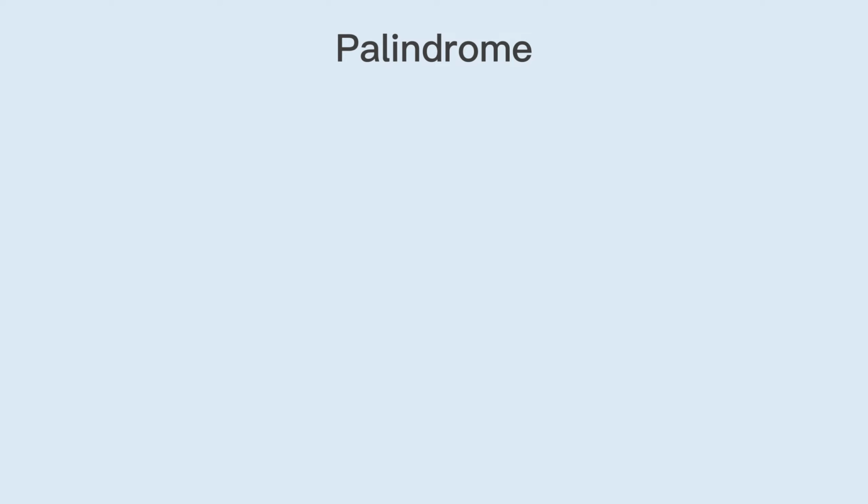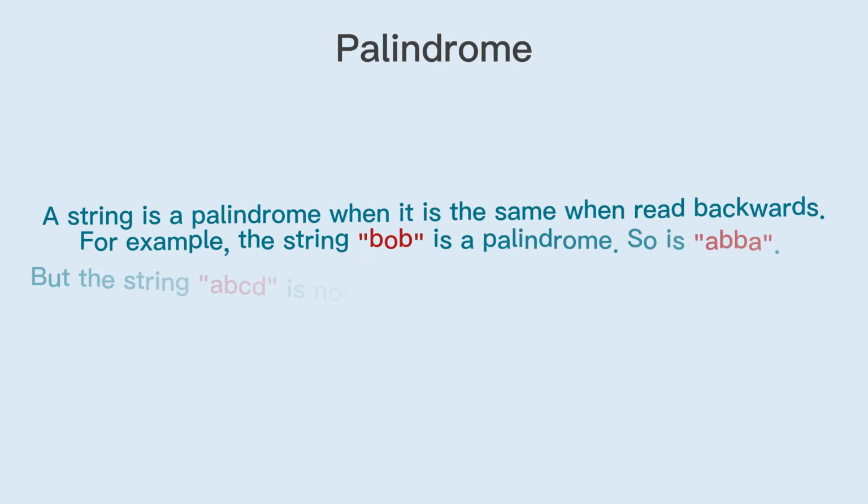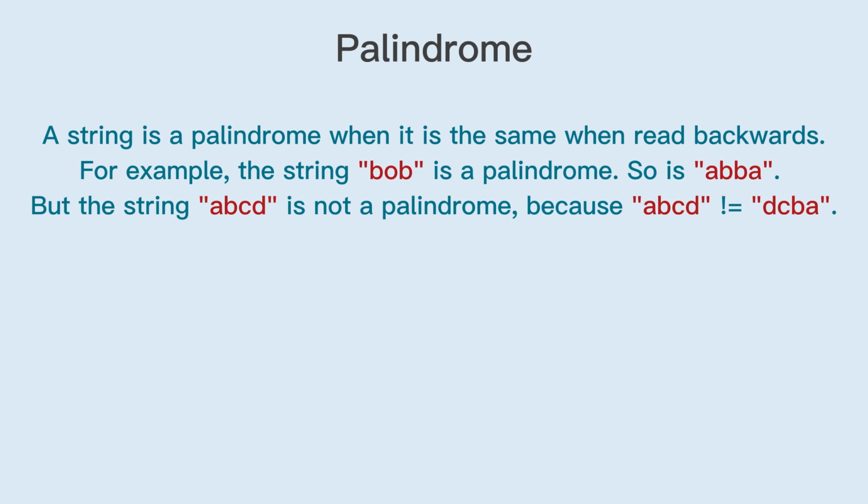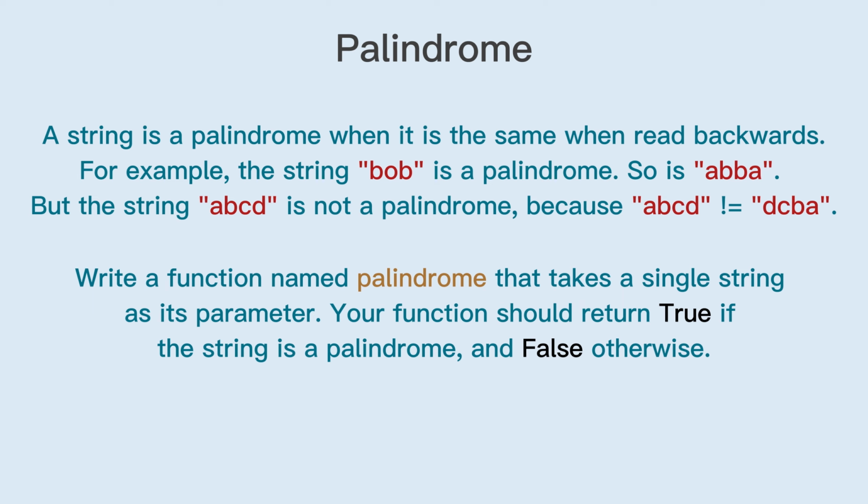And the last task for today is a popular challenge named Palindrome. A string is a palindrome when it is the same when read backwards. For example, the string Bob is a palindrome. So is ABBA. But the string ABCD is not a palindrome, because ABCD is not equal to DCBA. Write a function named Palindrome that takes a single string as its parameter. Your function should return true if the string is a palindrome, and false otherwise.